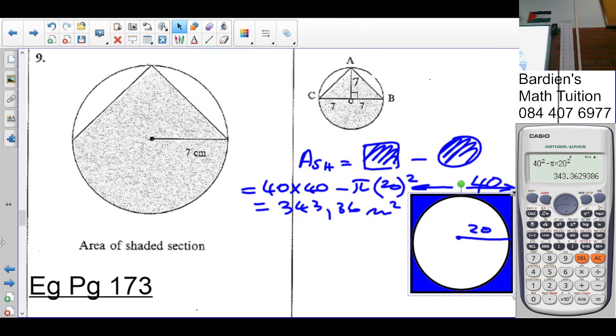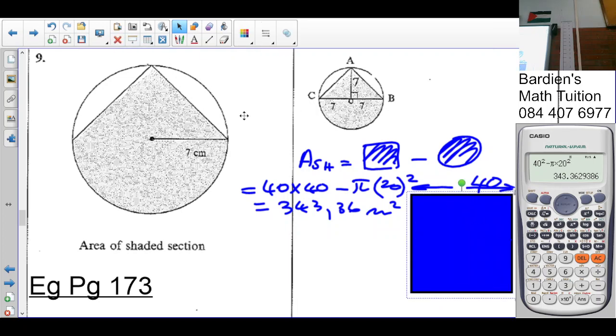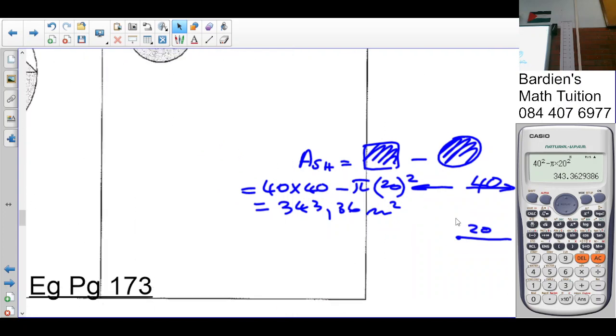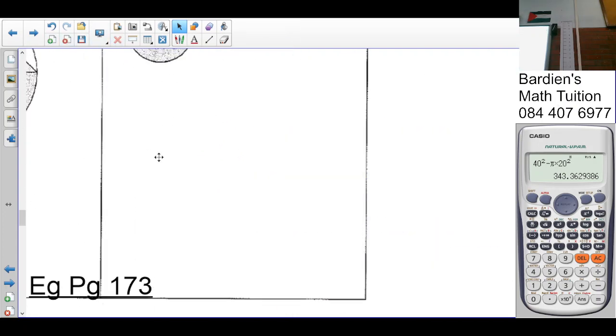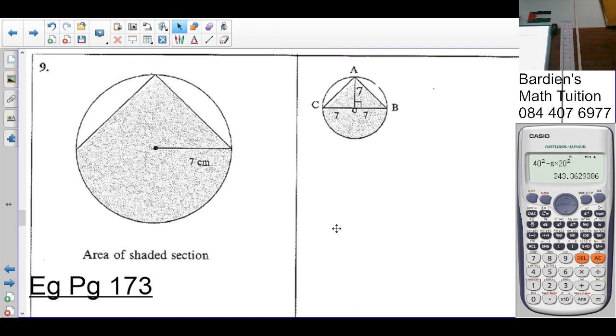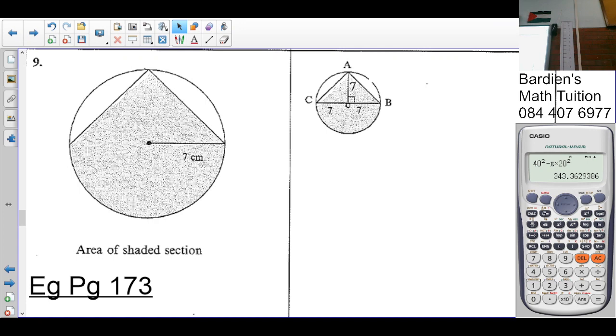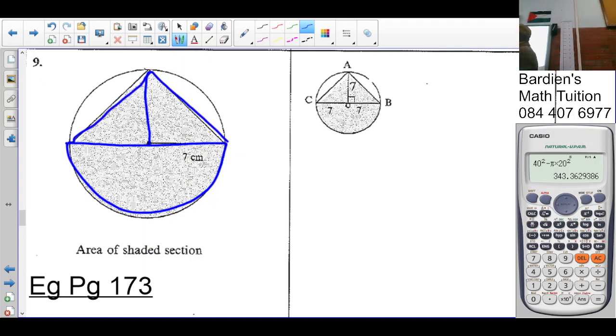Now looking at this one here, number 9, and this is on page 170. Calculate the area of the shaded region. What do you notice here? It's a circle, yes. But it's actually a semicircle. Can you see that? And a triangle. So these are the answers as well. Can you see that? Yes.